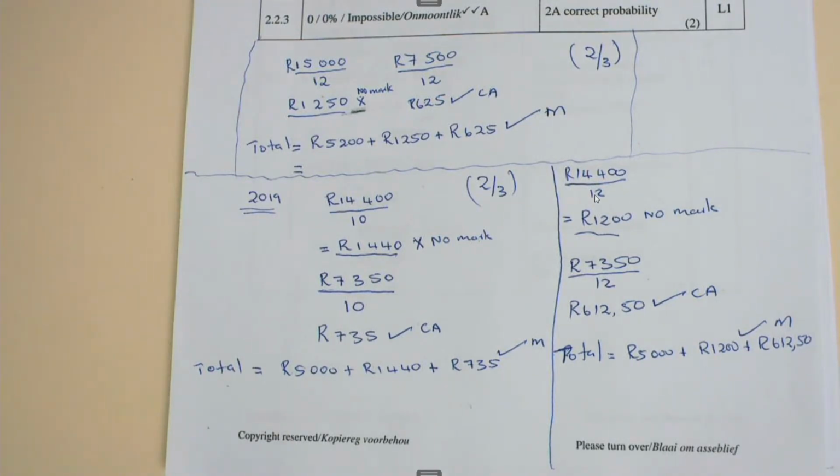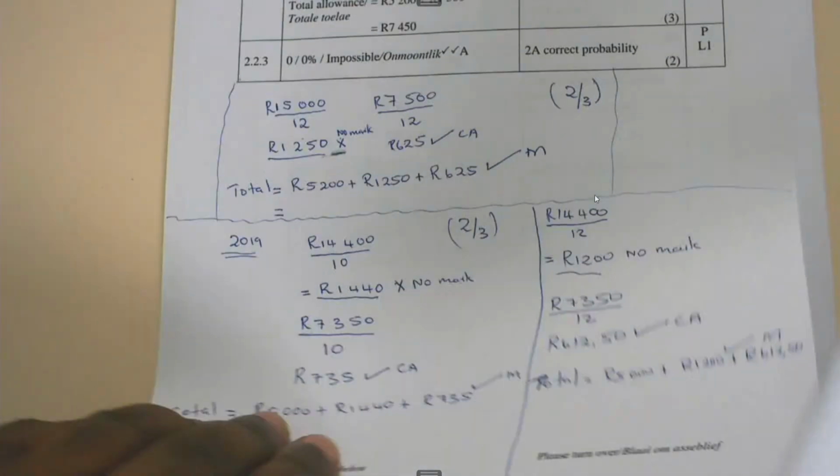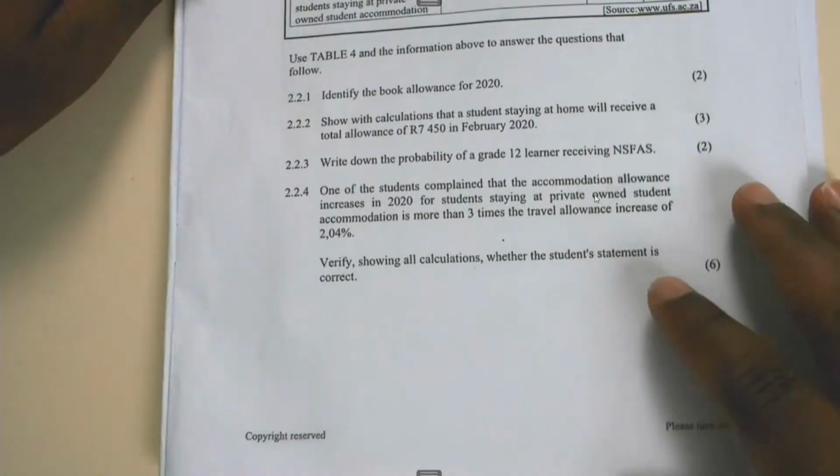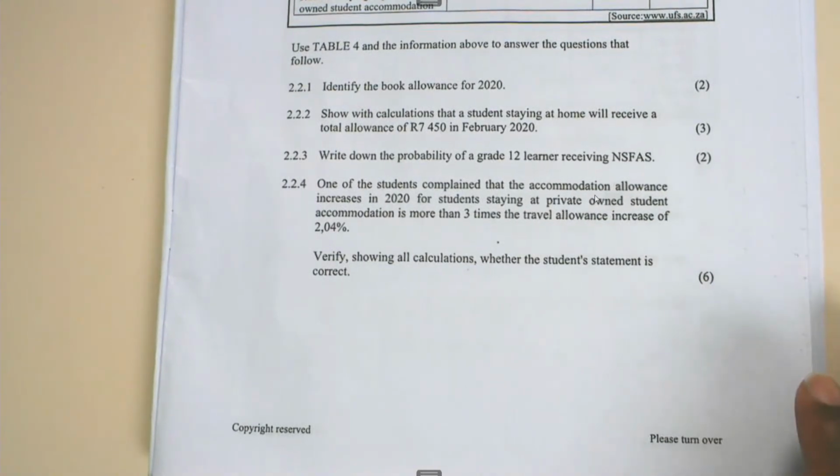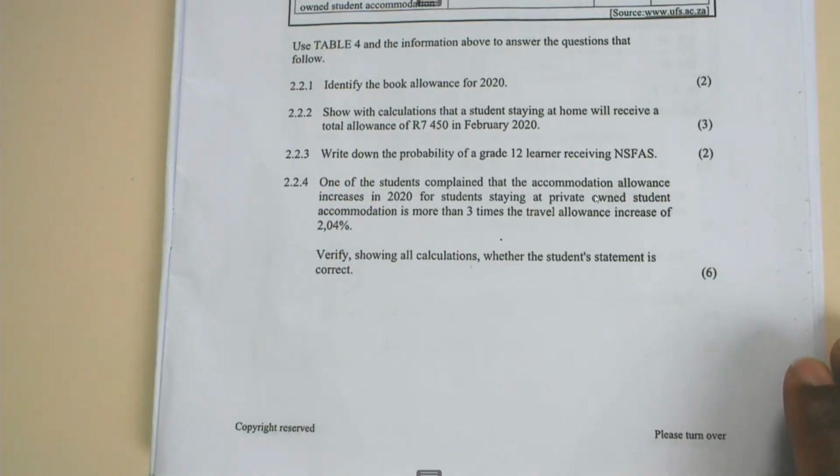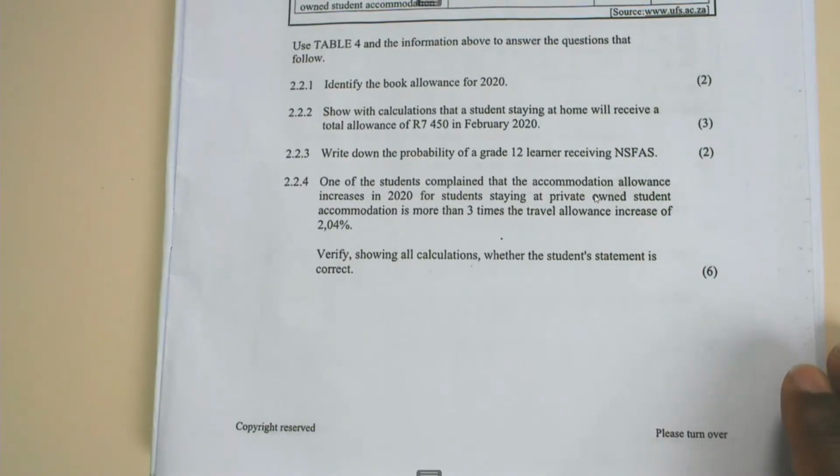Now, from there, we're moving to 2.2.4. Right. We don't have time, colleagues. One of the students complained. No, 2.2.3, sorry, 2.2.3. Write down the probability of a grade 12 learner receiving NSFAS. NSFAS. 2.2.3, colleagues, 2.2.3.